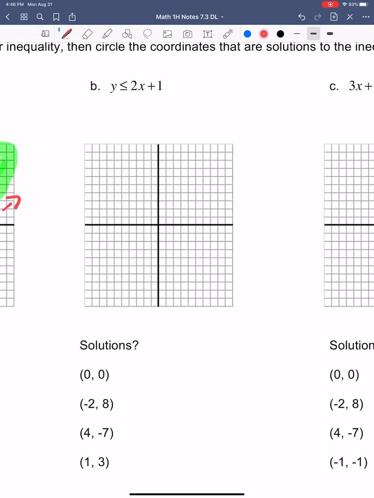All right, we'll move to the next one here. Same idea, we've got the b value at positive 1. Okay. And then we've got the slope as 2, which is the same as 2 over 1. I like to write it as a fraction because I'm going to go up 2 and then to the right 1. Okay. And so this will give us our points. Now we have to decide, okay, is this a solid line or a dotted line? Well, this has the or equal to bar there, right? So this is going to be a normal solid line.